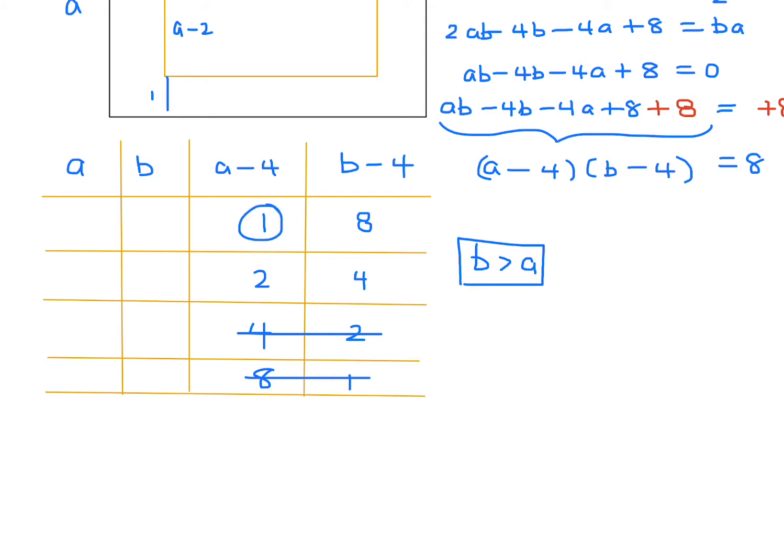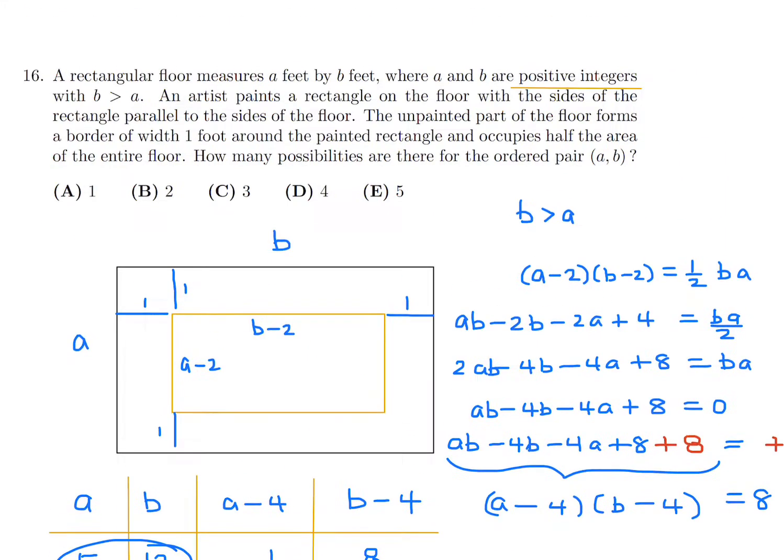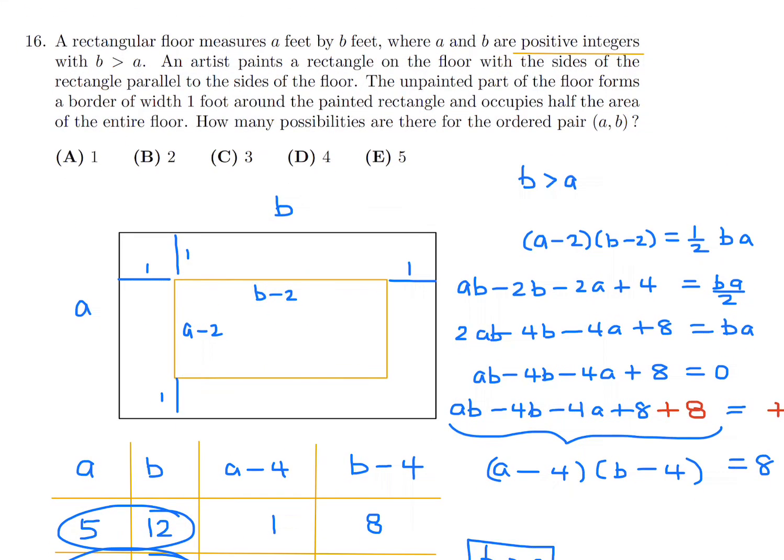So let's figure this out. Pretty straightforward. If A minus 4 is equal to 1, that means A is 5. If B minus 4 is equal to 8, then B is 12. If A minus 4 is equal to 2, then A is 6. And if B minus 4 is equal to 4, then B is 8. And that's it. These are the only two ordered pairs that satisfy the conditions of the question. So number 16, the answer is 2, and that's choice B.